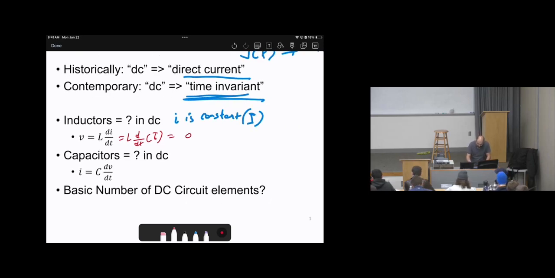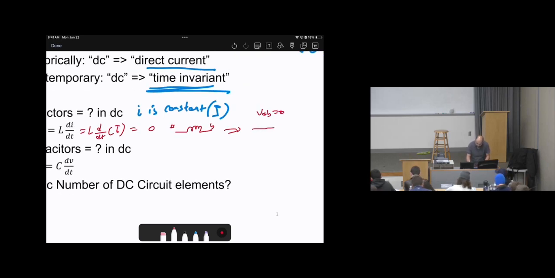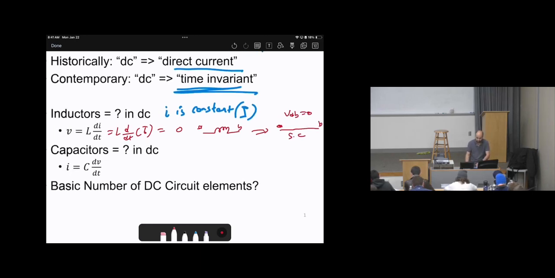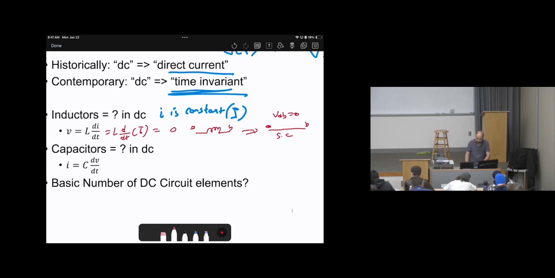Therefore, for the inductor in DC, here is the symbol of the inductor, this is point A, this is point B. In DC, the voltage AB will be 0. There is no voltage difference, therefore it will be replaced by a short circuit, SC. So the inductor in DC will be a short circuit.